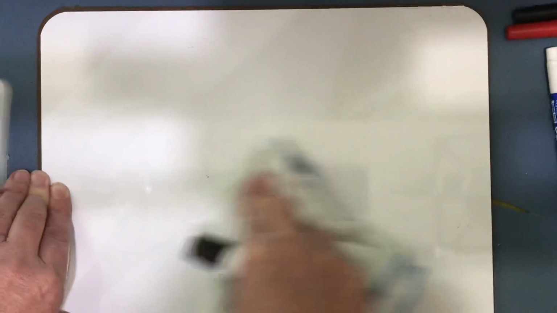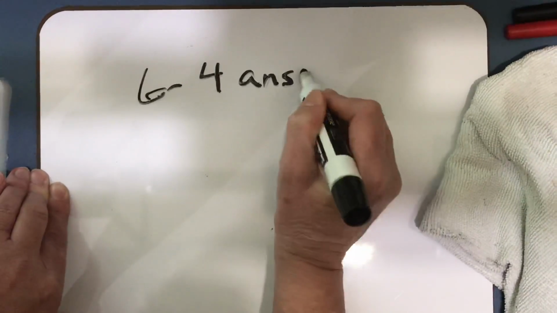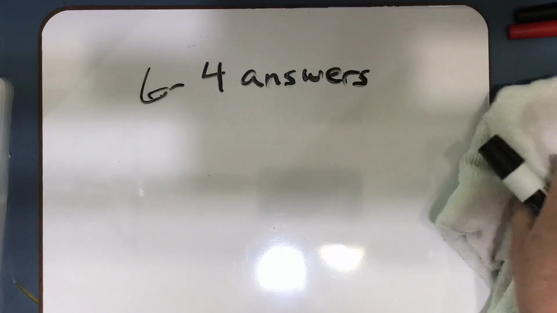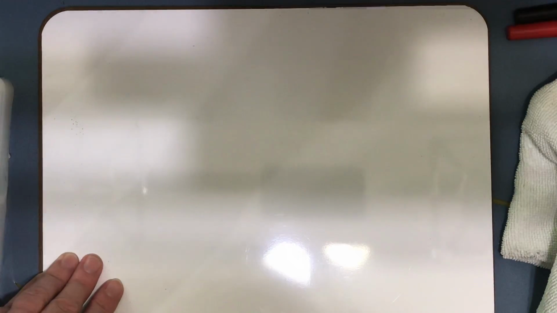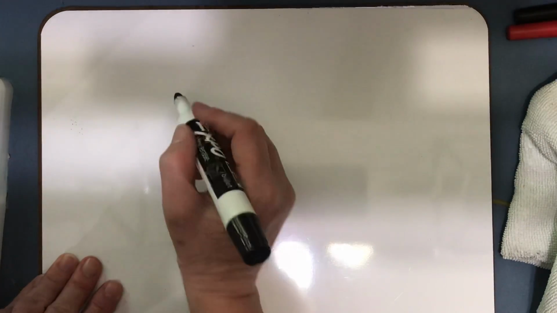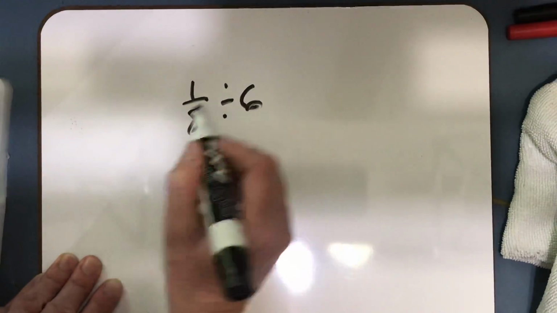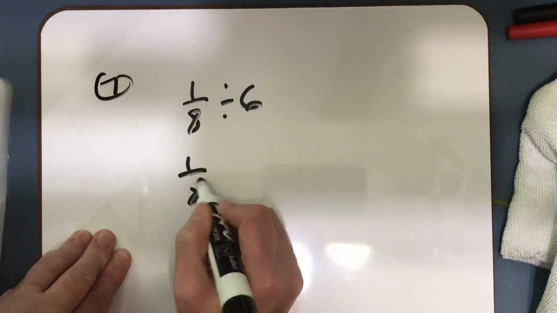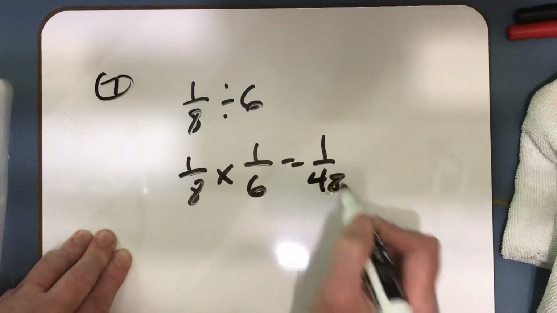For number 6, there are 4 answers. You have to solve all of them to figure out which 4 are equivalent to 12. Number 7 is just finding the quotient of a unit fraction divided by a whole number. I could take 1/8 divided by 6 as an example of the kind of problem you have in number 7. So I do 1/8 times the reciprocal of my divisor, which equals 1/48.